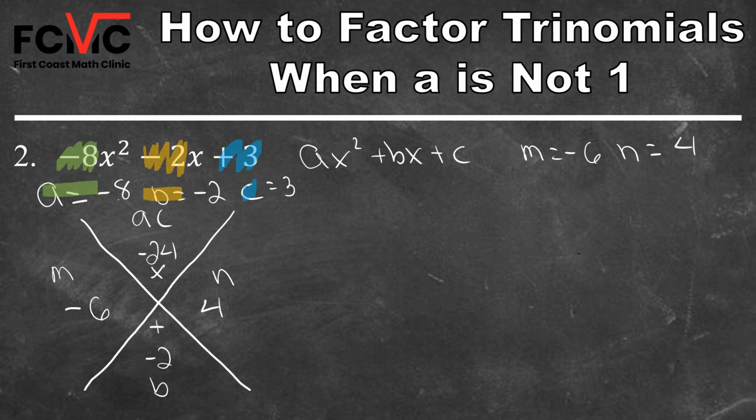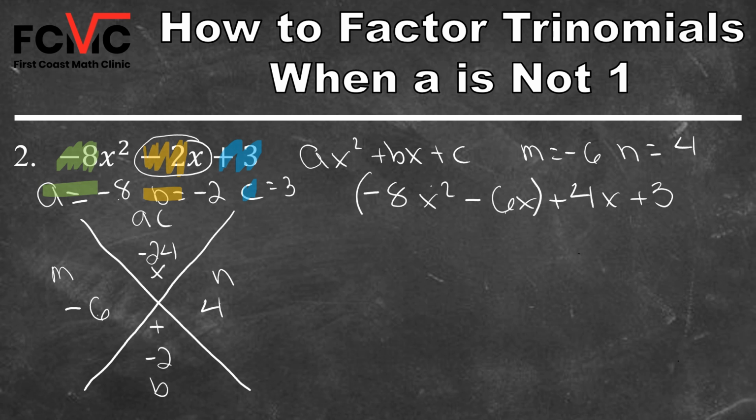So now I can substitute those values. I can replace my b value with negative 6 and 4. So we write negative 8x squared minus 6x plus 4x plus 3. And when we factor this, let's see, do I want to factor it this way? Yeah, let's keep it like this. So put my parentheses around the first two terms, last two terms. So I can break this up into maybe negative 2 times 4 times x, and then minus 2 times 3 times x.